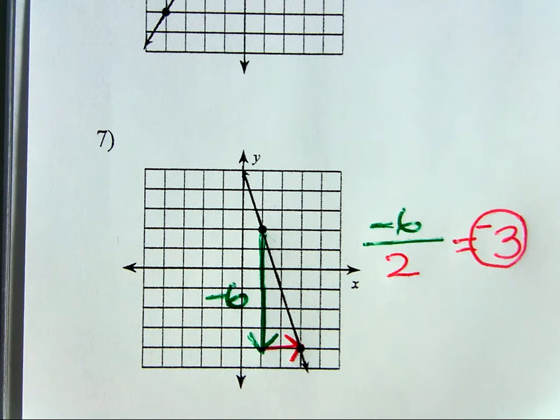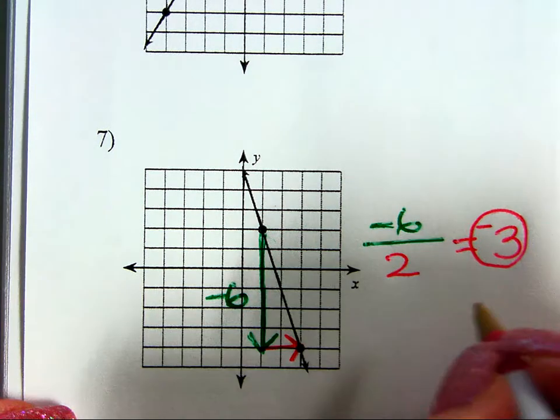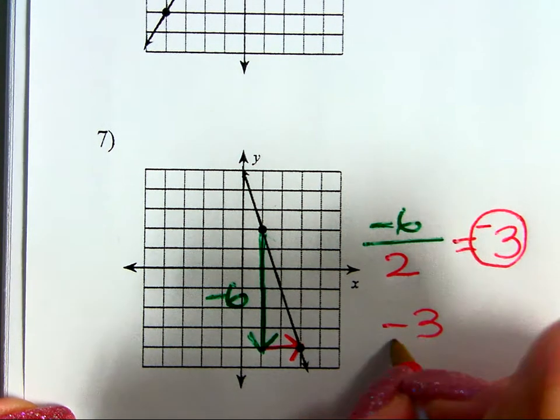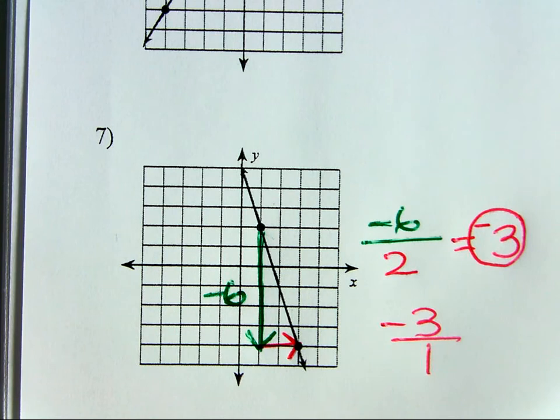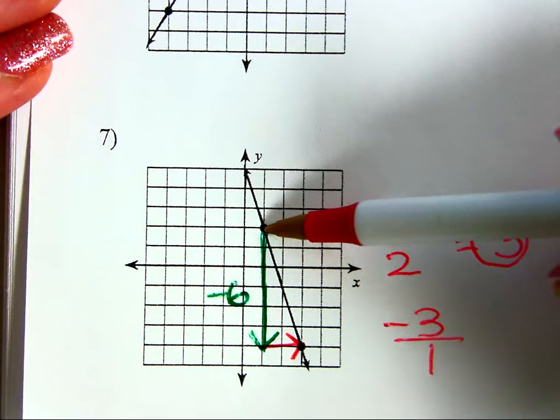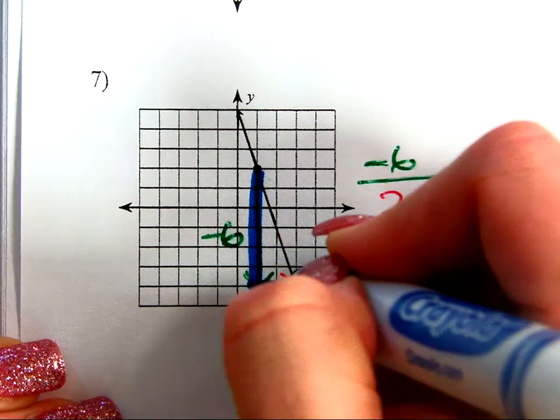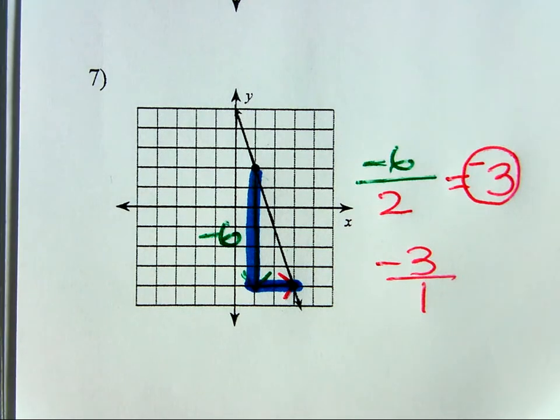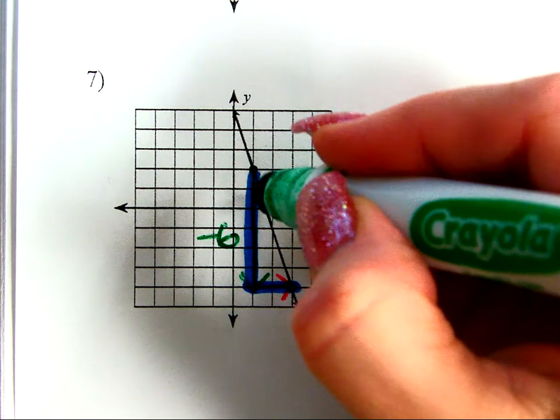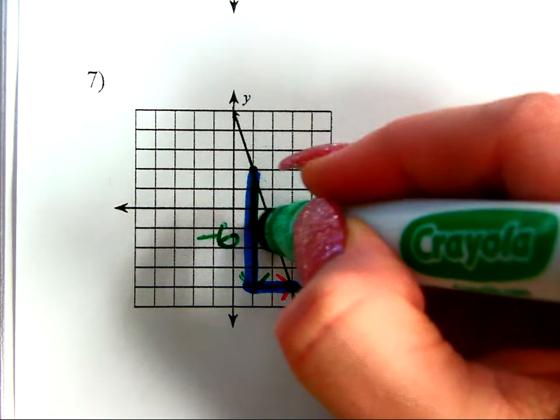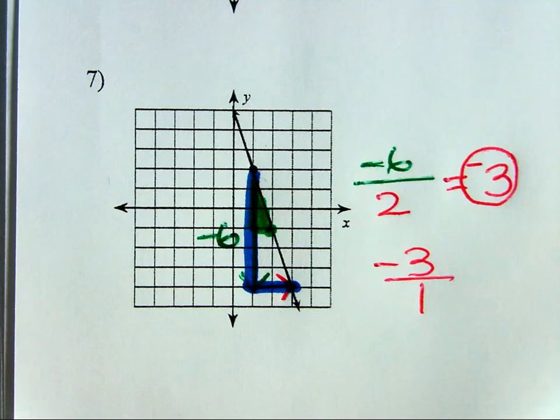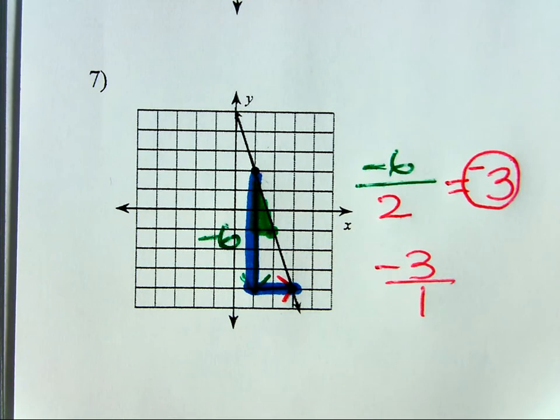All right, I want to point something out, too. Is -6 over 2 the same as -3 over 1? So do you think if I started here and instead of going down 6 and over 2, if I went down 3 and over 1, would that give me the same result and land on the line? Yes. So down 3 over 1 lands me right there. So it's like I have that little green triangle and this big blue triangle. They're similar triangles, right? Down 3 over 1 is the same as down 6 over 2.